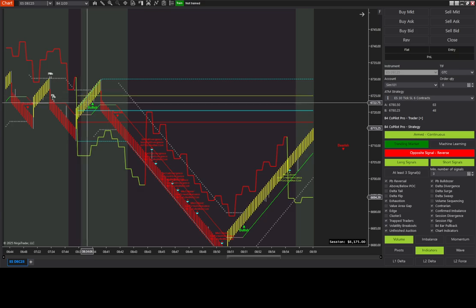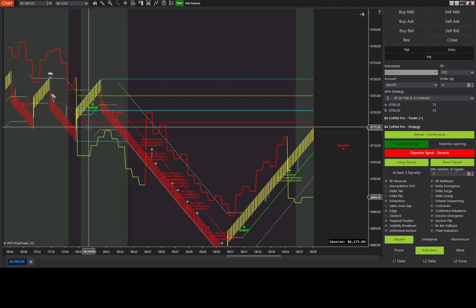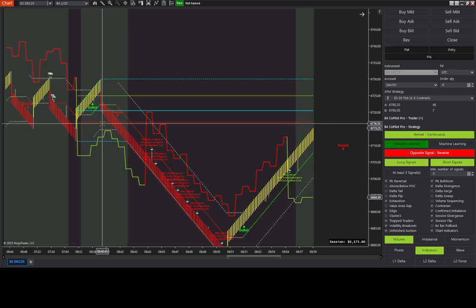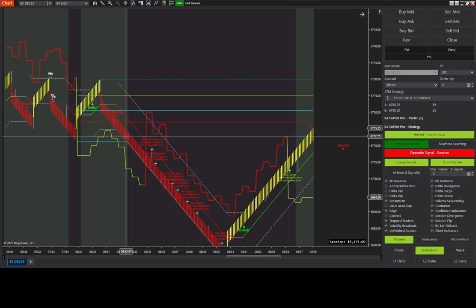You'll see some horizontal lines. That's the beginning of the session open right here. That'll be a green line, a cyan line, and a red line. The cyan is your mean. Anything above the green is a breakout. Anything below the red is a breakdown. All right, let's go through and look at the other indicators.